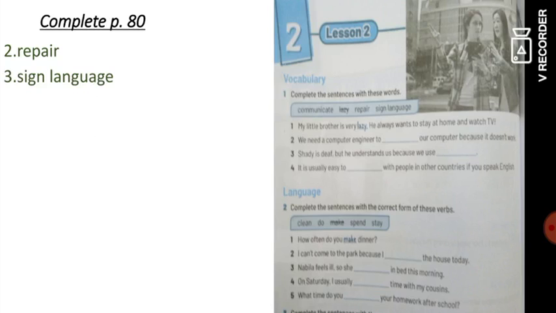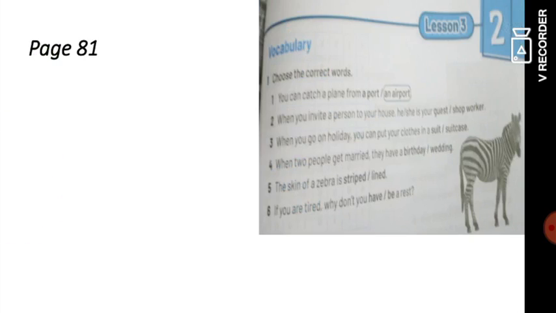Page 81, choose the correct words. Number one, you can catch a plane from an airport. Number two, when you invite a person to your house, he or she is a guest. Three, when you go on holiday, you can put your clothes in a suitcase.